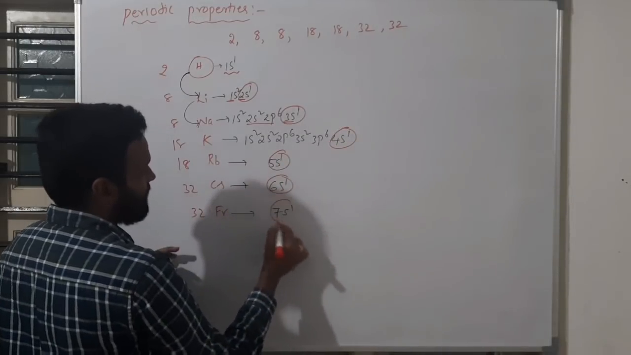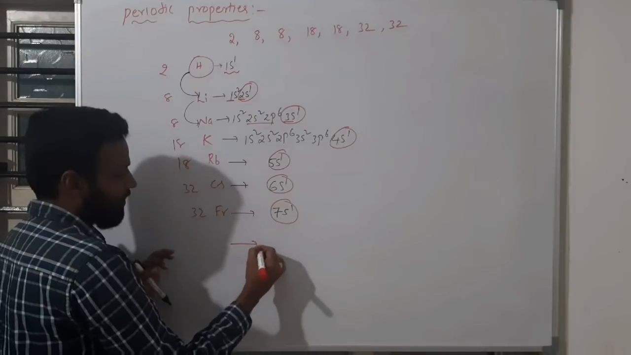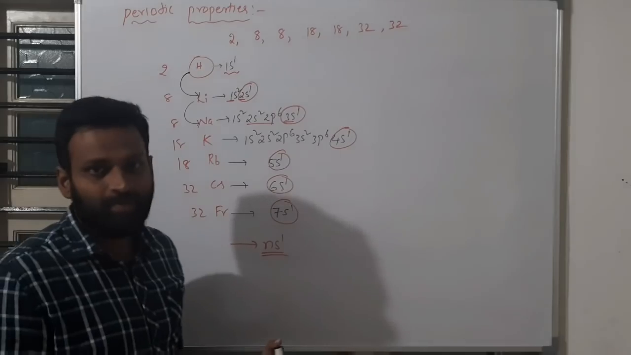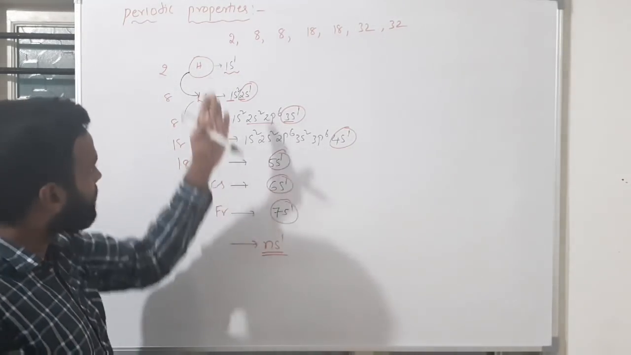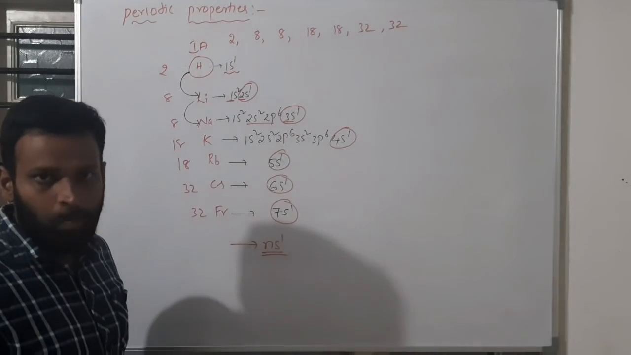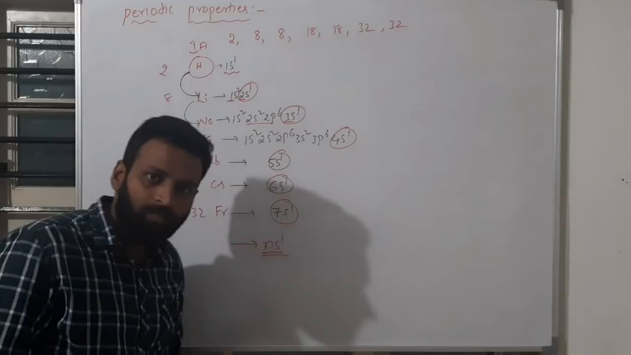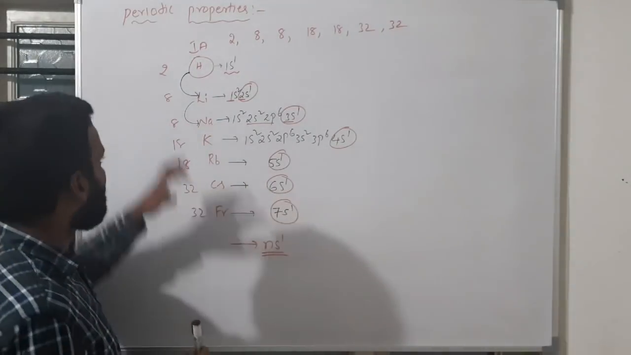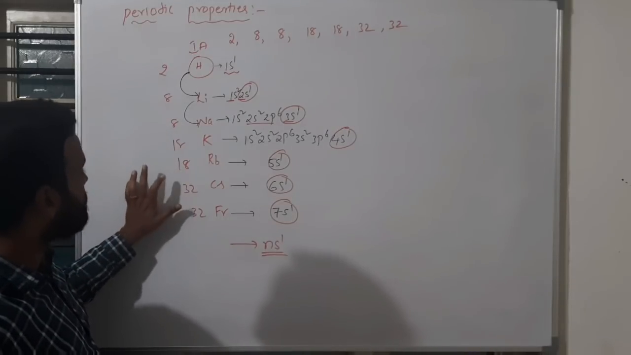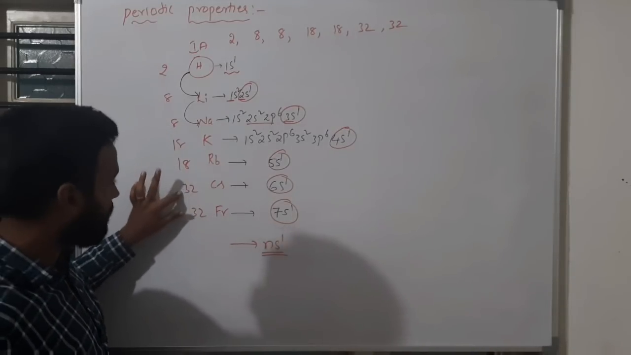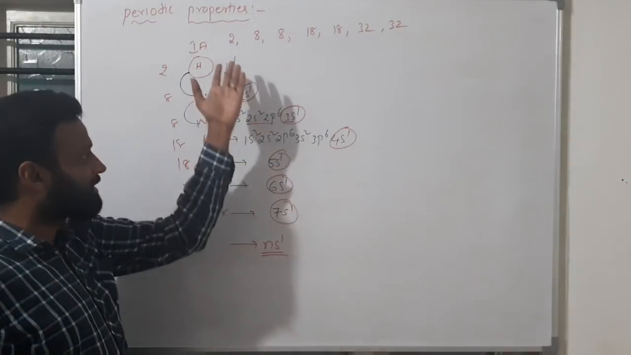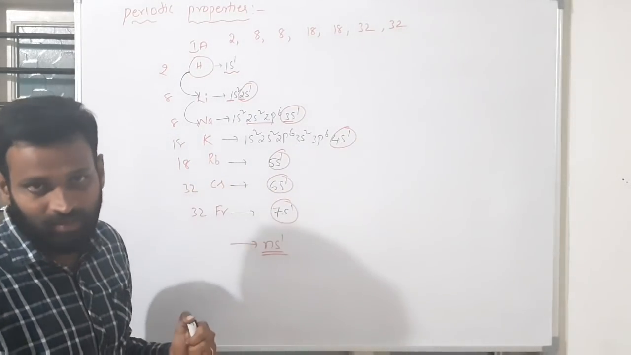Here 5s1, 6s1, 7s1. If you observe, these all have the configuration ns1 commonly, for the alkali metals except hydrogen. Hydrogen is not an alkali metal but belongs to the same group, 1A. So these all have similar properties. That means after 2 elements, after 8 elements, after 18 elements, and then after 32 elements, the property is repeated or not? Why is the property repeated? Because they have the same number of valency electrons.